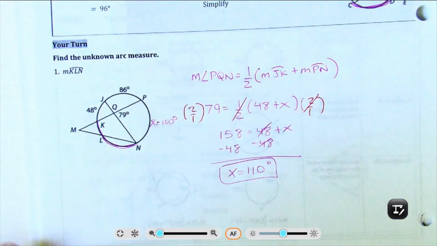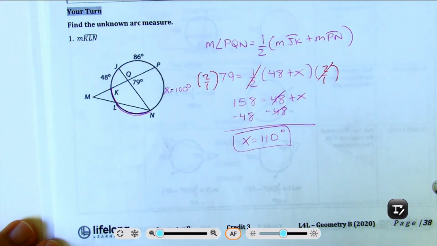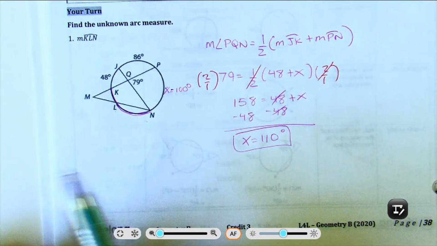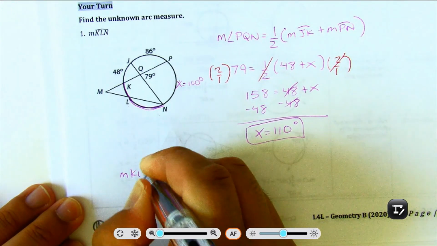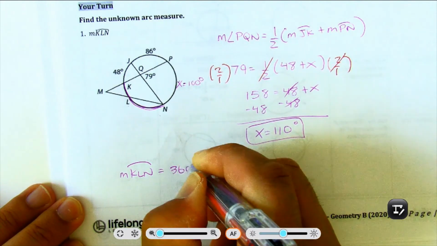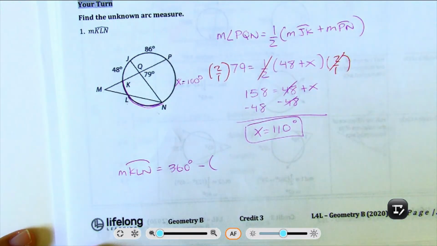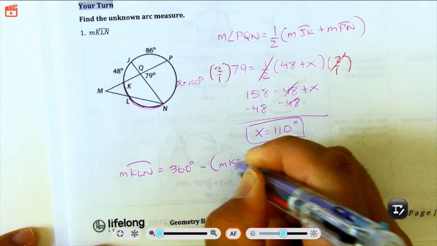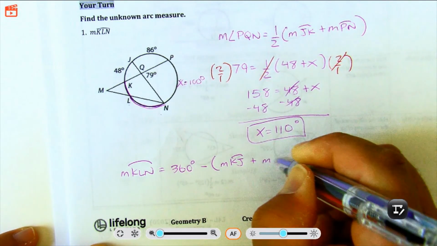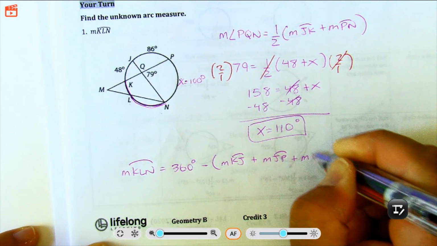Okay, this was the first step. The second step is now finding our arc KLN. So let me write that below here. The measurement of arc KLN is equal to 360 degrees minus the sum of all these arcs. So I'm going to start just by writing the variables: the sum of arc KJ plus arc JP plus arc PN. Using this formula will give us arc KLN.